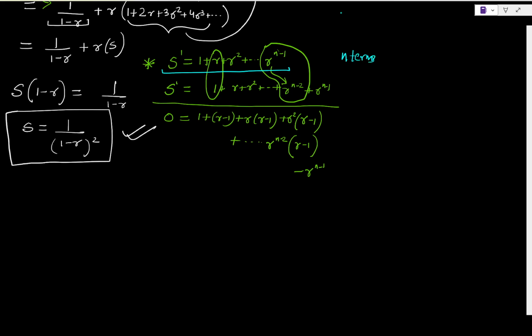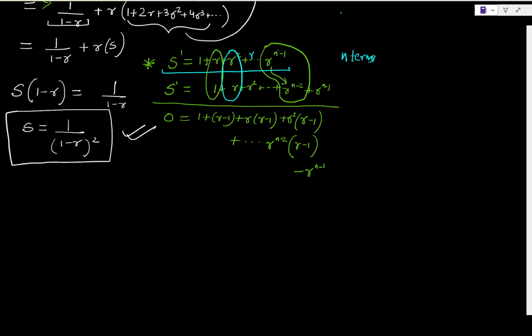Now, I'm writing the same S dash, but I'm shifting the terms by 1. Once I write it in that form, I take a subtraction. So S dash minus S dash is 0. 1 minus, here this is effectively 0, so it is 1. I'll combine these terms, r minus 1. And I'll combine these two terms, r square minus r. And I'll combine the next two terms.